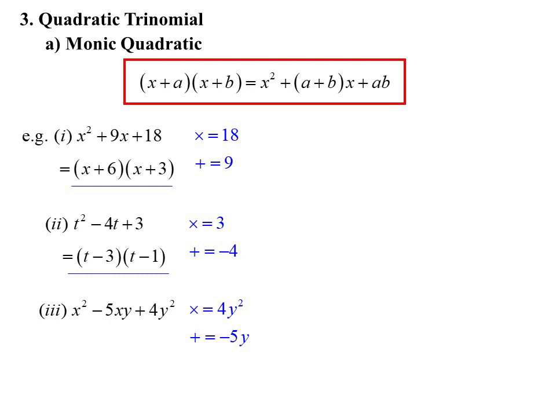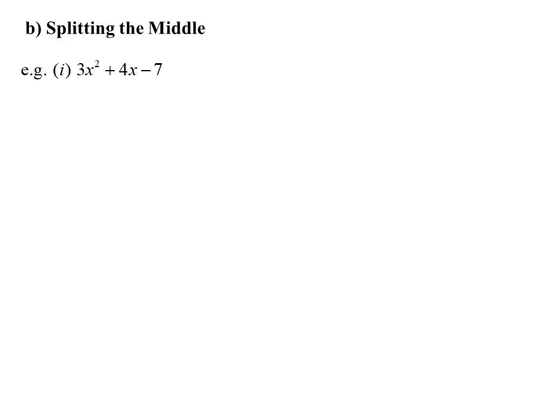That would be 4 and 1, but when we write it down, it's 4y and 1y. Put the pronumeral back in. Splitting the middle. Love it.